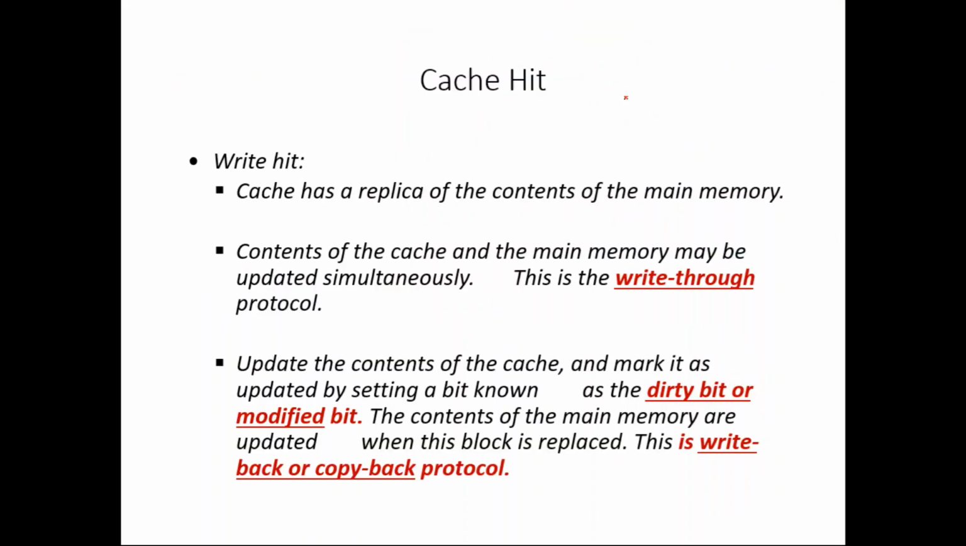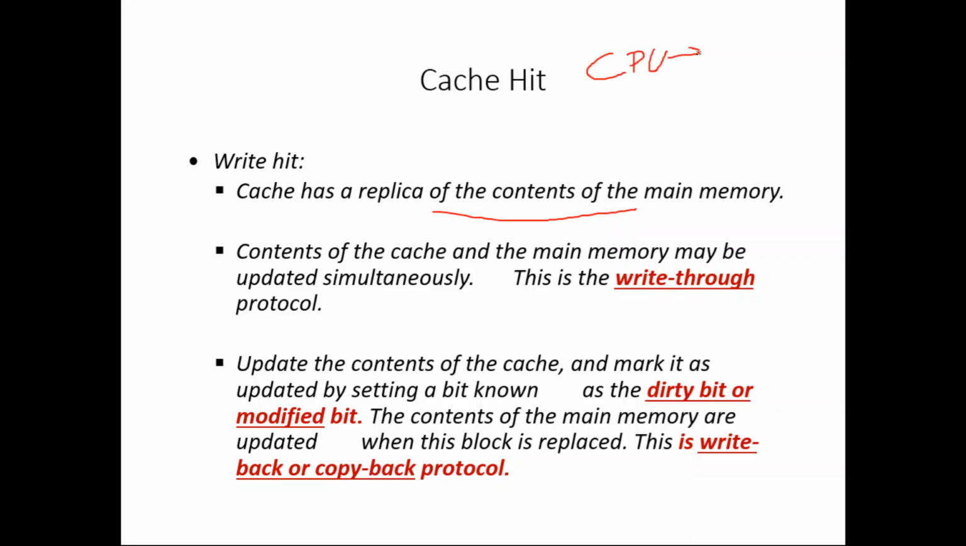What is a write hit? Now, cache contains what? Cache contains a replica of the contents of the main memory. Whatever is present in main memory, one copy of that is available in the cache memory. Not the entire main memory, some portion of the main memory, a copy of that is available in the cache memory. Now write hit means the CPU wants to write something to the main memory.